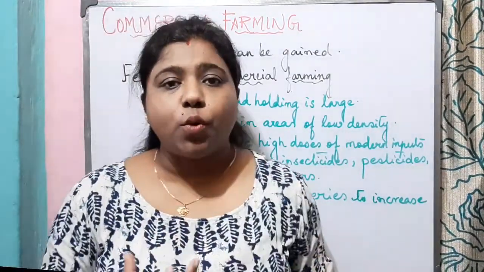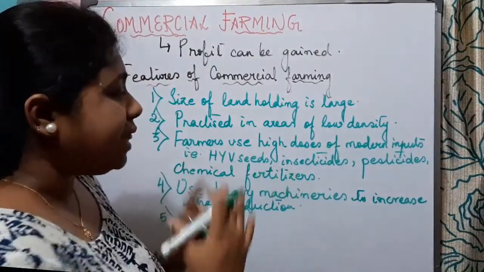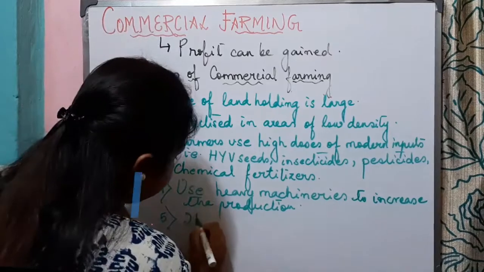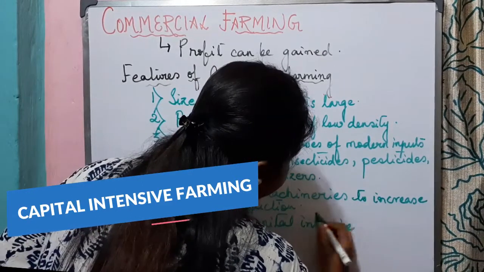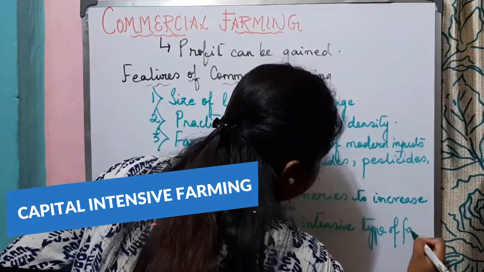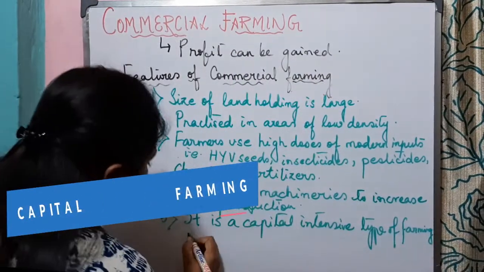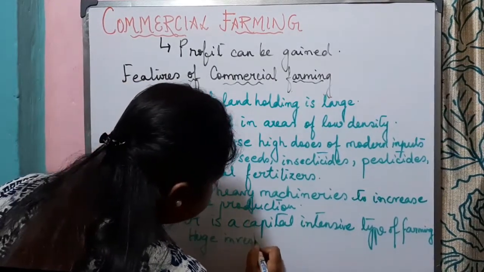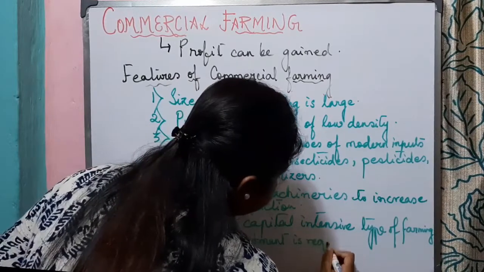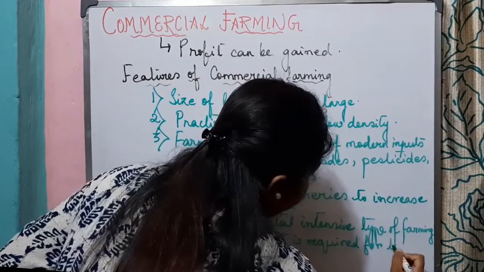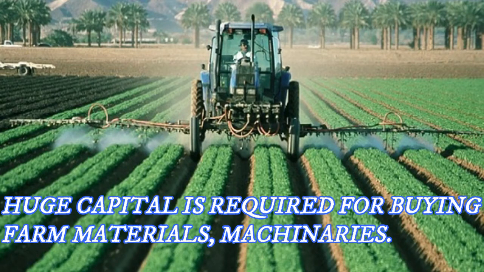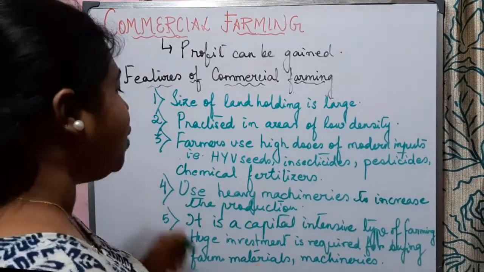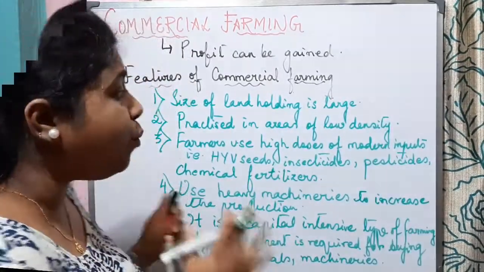So what kind of labor is required? As we can see that they use heavy machinery, it is well understandable that it is a capital intensive type of farming, where a huge investment is required for buying farm materials and machinery, which can be utilized to increase the productivity from the large plot of land. Now let us see what the other features are.